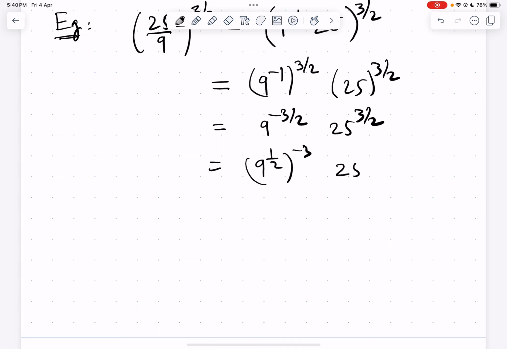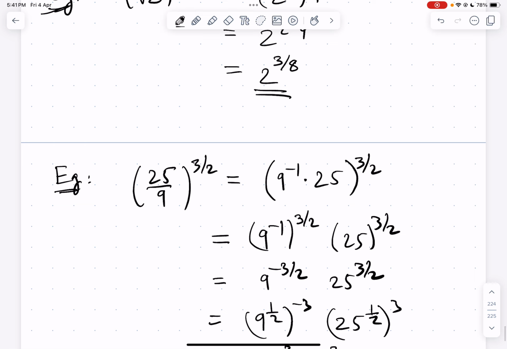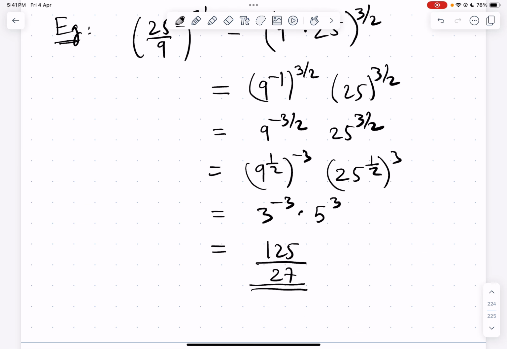And 25 power 3 by 2, a power m by n is a power 1 by n power m, right? So 25 power 1 by 2 power 3. 9 power 1 by 2 is just 3. So 3 power minus 3 times 25 power 1 by 2 is just 5. So 5 power 3. And 5 cube is 125 and 3 cube is 1 by 27. So the answer is 125 by 27. 25 by 9 power 3 by 2 is 125 by 27.